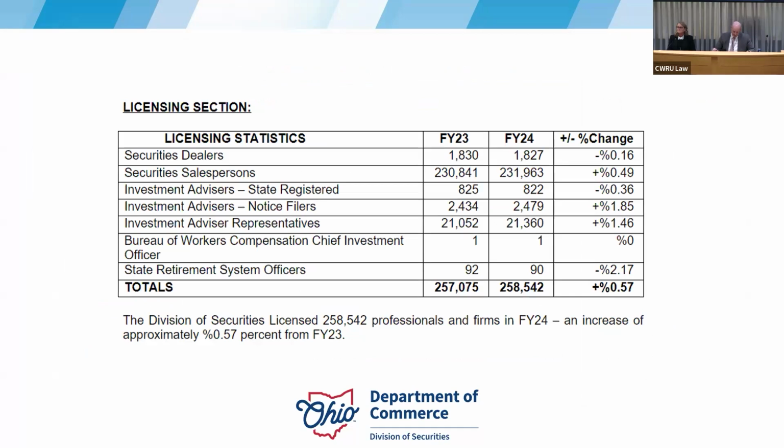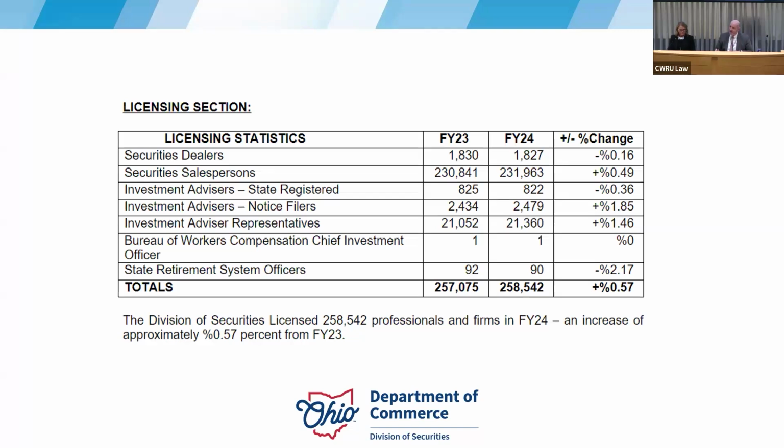Diving into the weeds for just a few minutes, I did want to touch on the stats of the filings that we received. This is measured on a fiscal basis, and in that time period, we do see an overall increase. One subset where we see a minor decrease was state registered investment advisors. There are about 650 that are domiciled here in Ohio, and we are the primary regulator for those, and we'll be the ones conducting examinations for them.